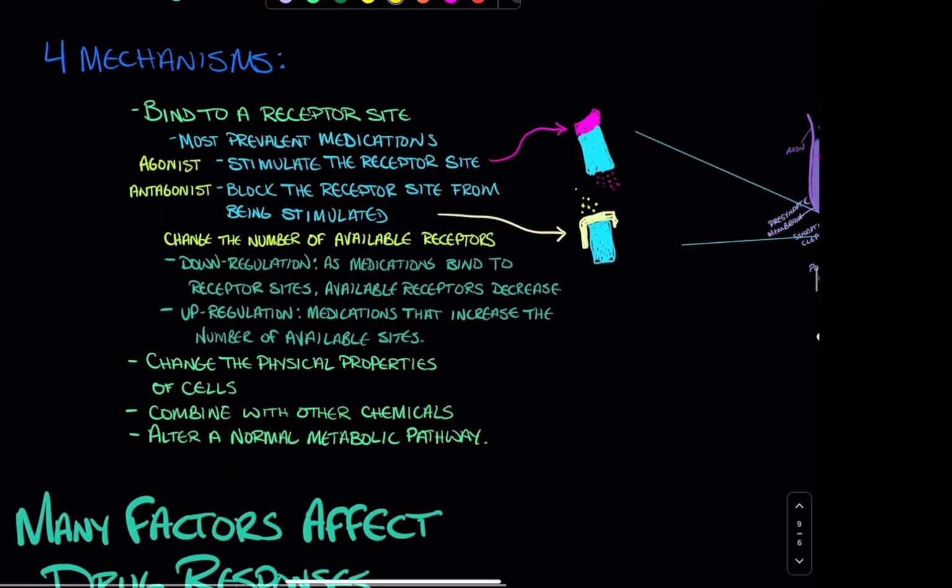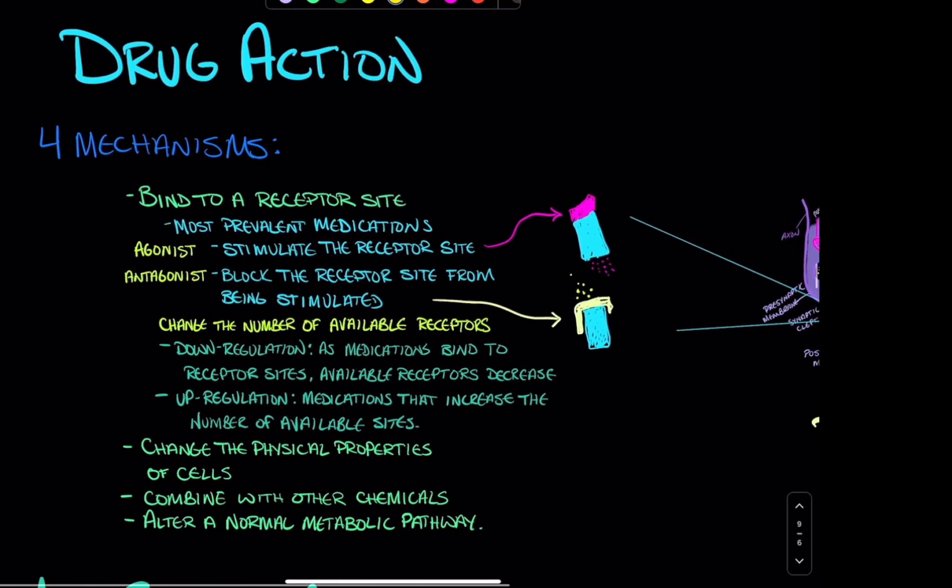So there's four main mechanisms for drugs to have actions. The first one is binding directly to a receptor site. And this is the most prevalent one. A medication is going to have a direct effect on either a cell or a receptor and cause the effect that we're looking for.